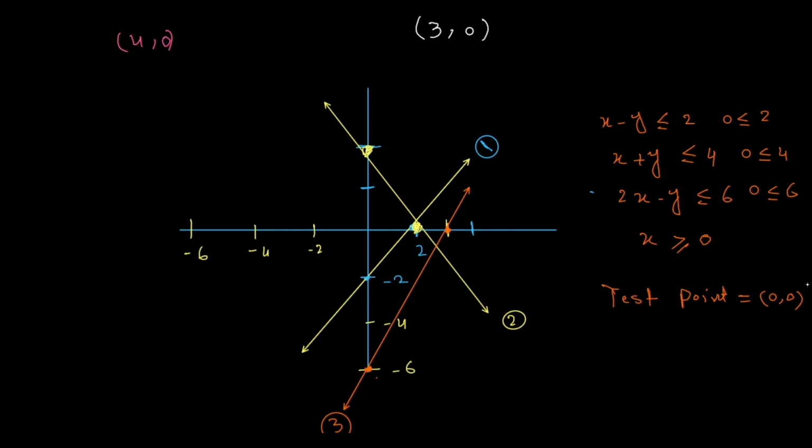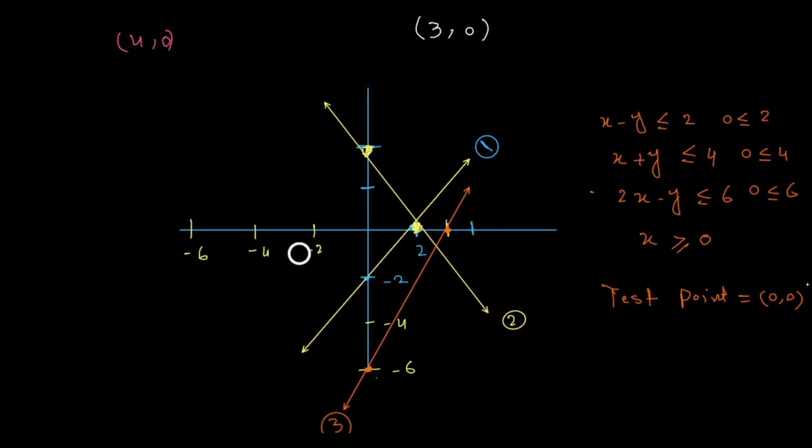Okay, when we talk about the first line, this is your first line, so its solution is towards origin. And when we talk about the second line, this is your second line, its solution is also towards origin. When we talk about the third line, this is your third line and its solution is also towards origin.